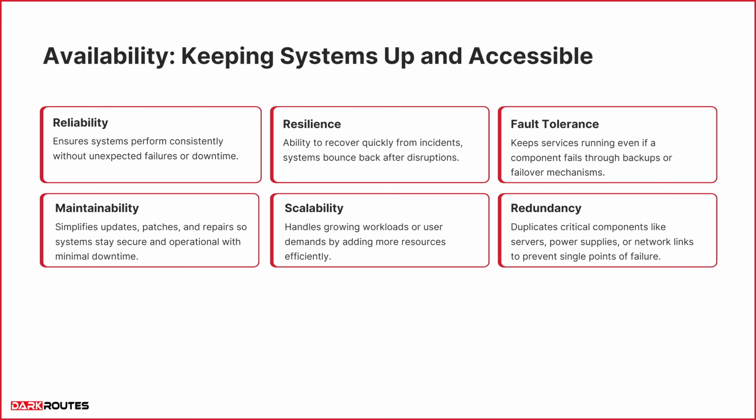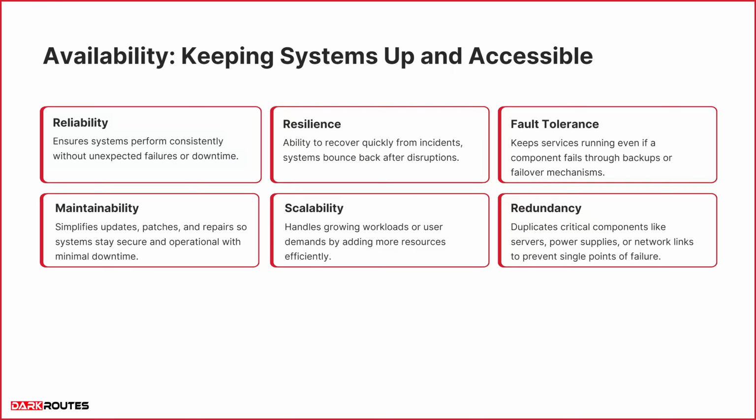And lastly, we have redundancy. Redundancy is all about having a backup component or system ready in case something goes wrong. For example, organizations use backup power supplies, duplicate network connections, or mirrored servers in different locations. If one data center goes down, another takes over, keeping everything available. It's the ultimate plan B for system uptime.